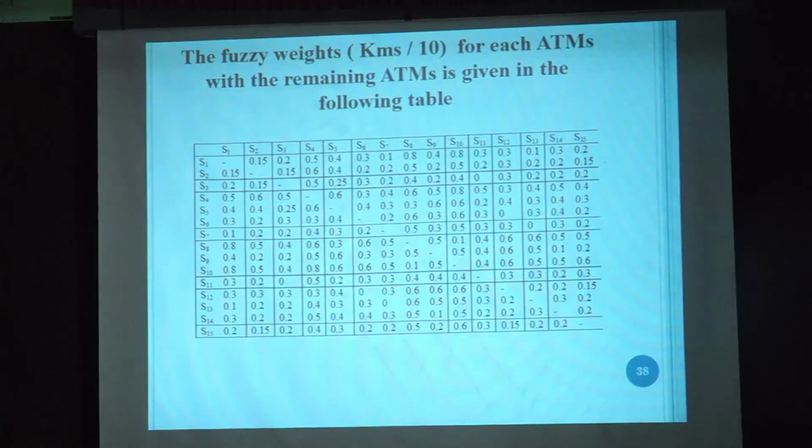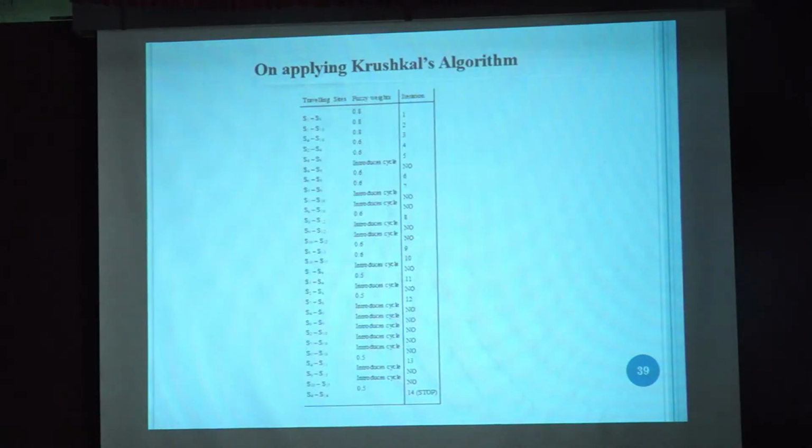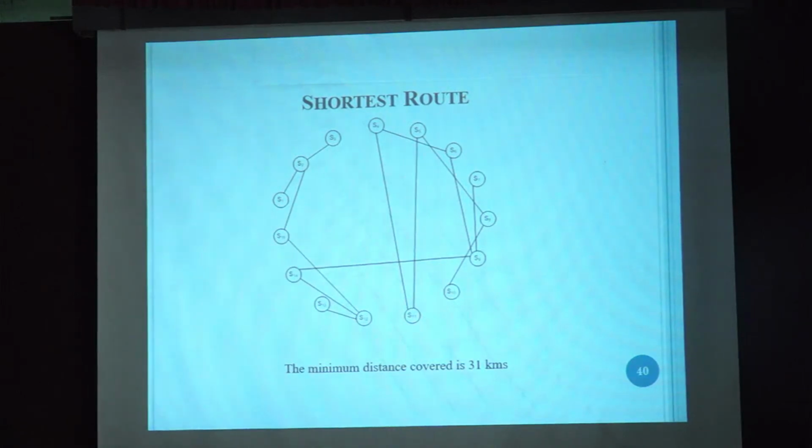But among this, I'm converting all my kilometers to fuzzified values, that is, between 0 and 1. And when I use the algorithm, I get my network to be this. So if I use this particular order, I can cash load all my ATMs in that particular area, and I can use the minimum distance, which is 31 kilometers.